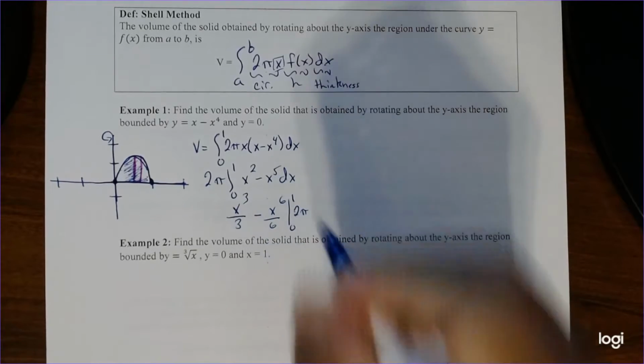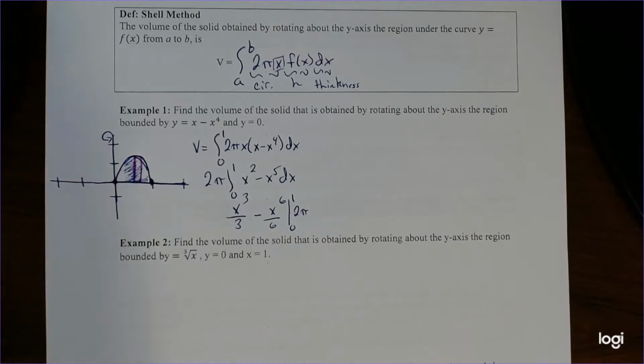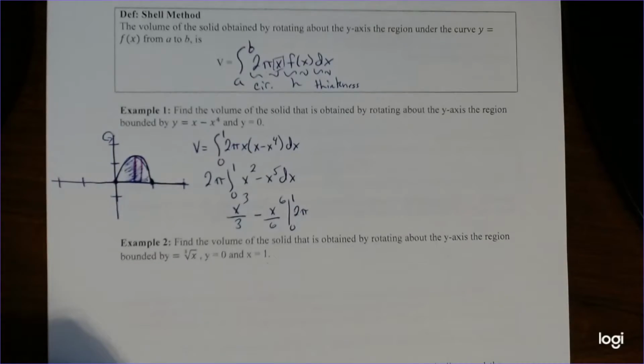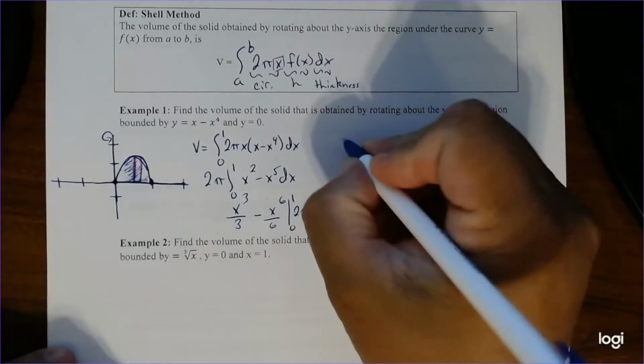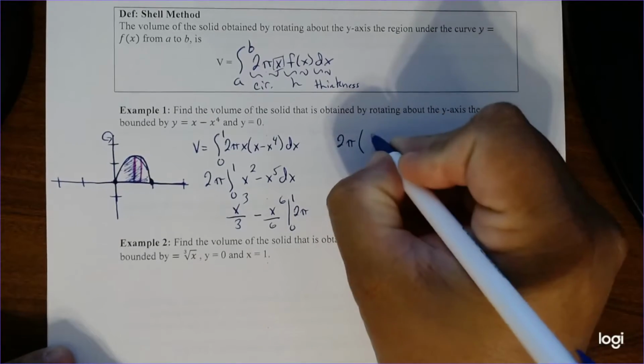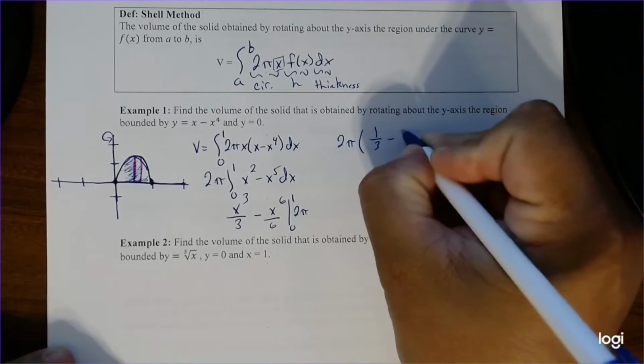Times 2 pi. Okay. And now we plug in, right? Notice everything with 0 doesn't make sense, so we plug in 1. We get 2 pi times 1/3 minus 1/6.